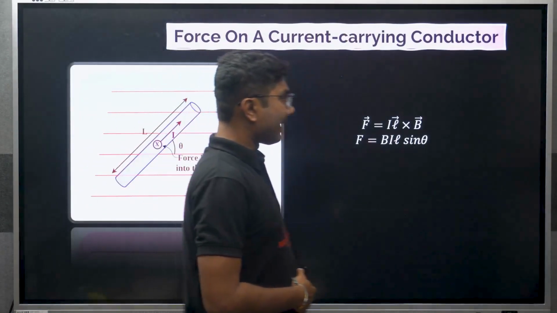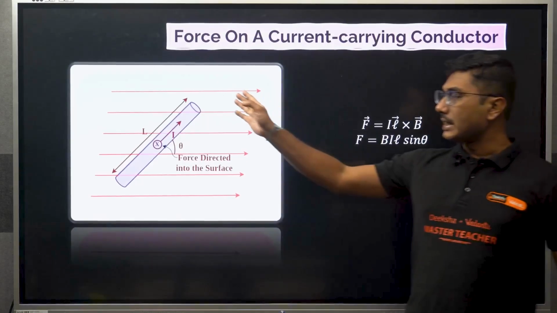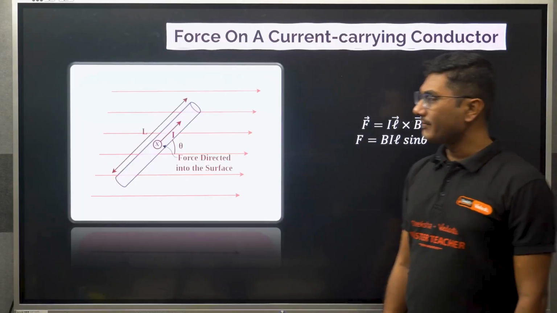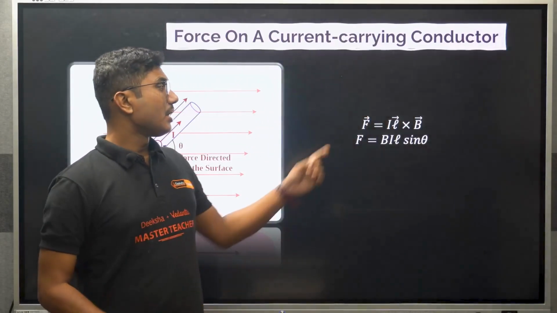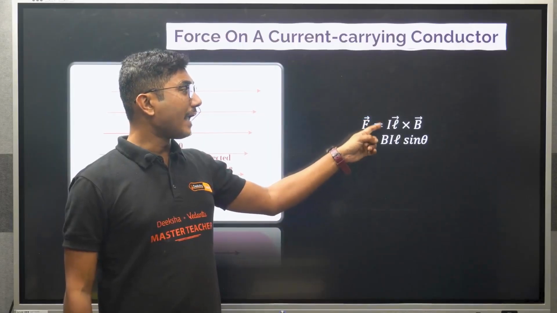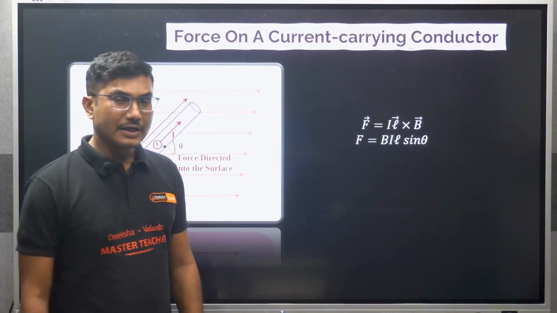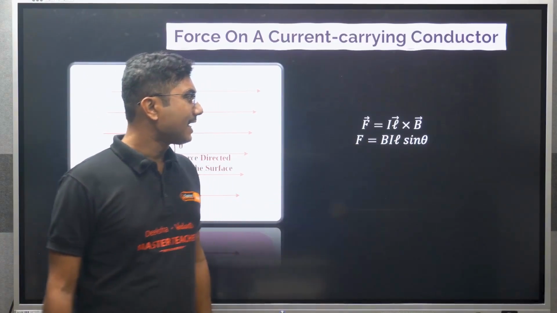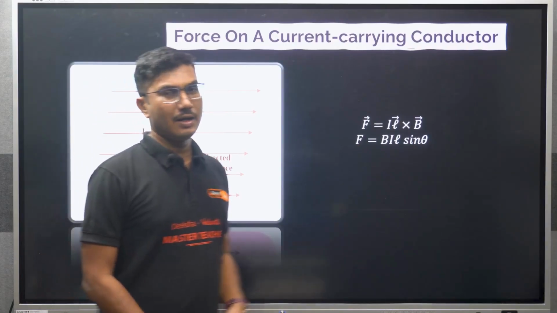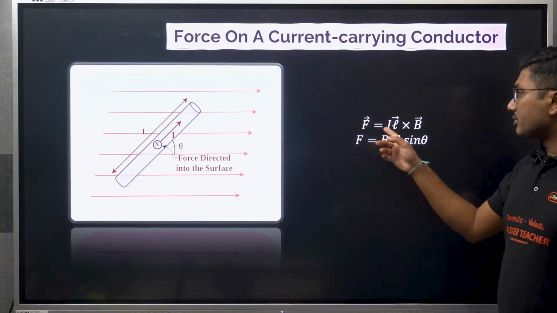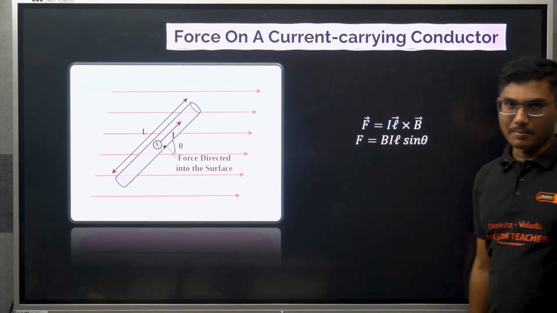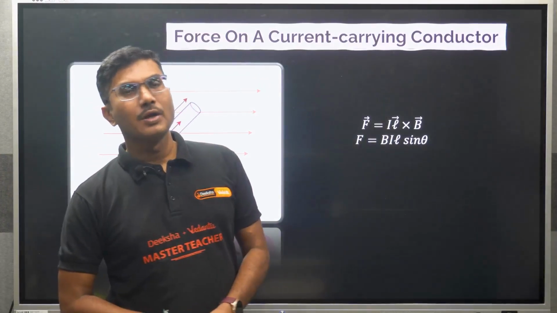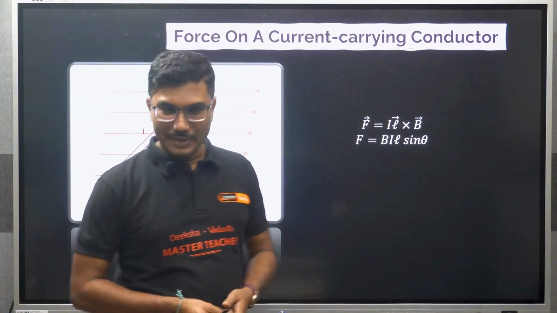Now, force on a current carrying conductor. If you keep a current carrying conductor in an external magnetic field, it will experience a force. What is the value of the force? Vectorially it is given by I into L cross B. Magnitude wise it is given as F is equal to BIL sin theta. Remember that it is L cross B, and while writing it we write BIL. To remember it better, BIL seems like a name, so that's why we write it as BIL sin theta.